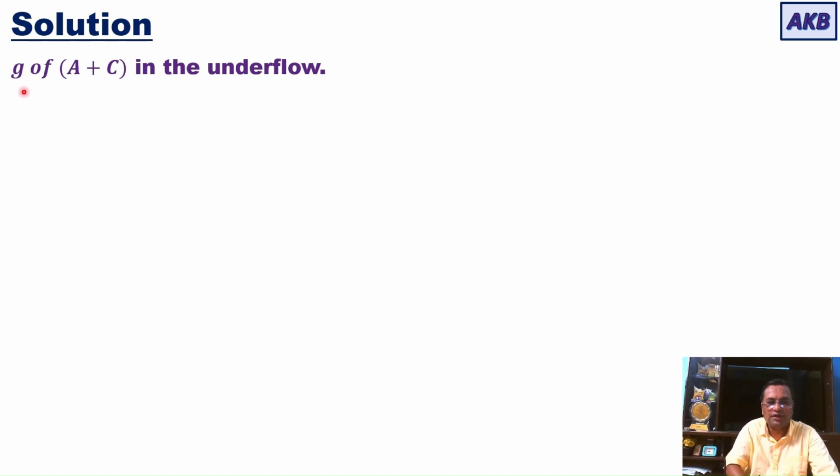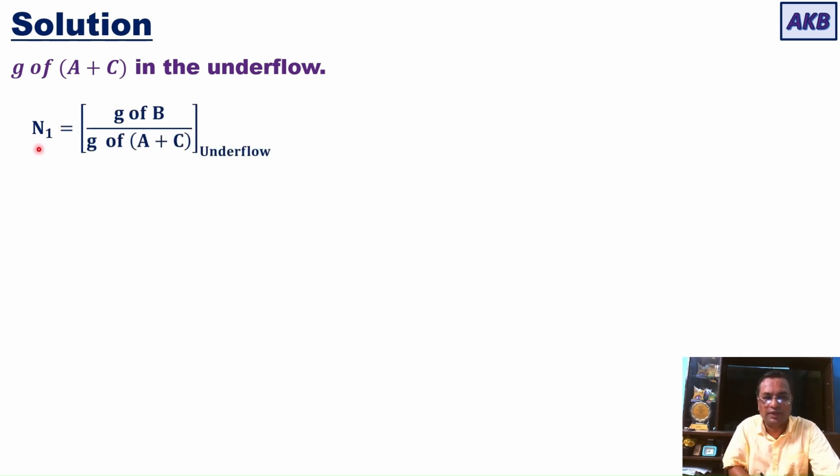So first of all, we are going to find out gram of A plus gram of C in the underflow. And for that, I will be using the definition of N1. N1 is defined as gram of B per gram of A plus gram of C in the underflow. N1 I got after drawing the desired tie line. Gram of B is known to me. What I get from this is gram of A plus gram of C in the underflow.